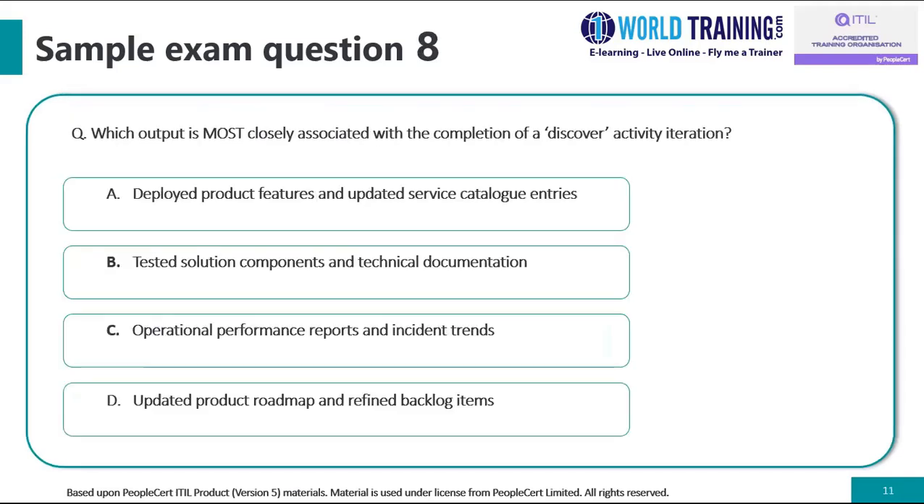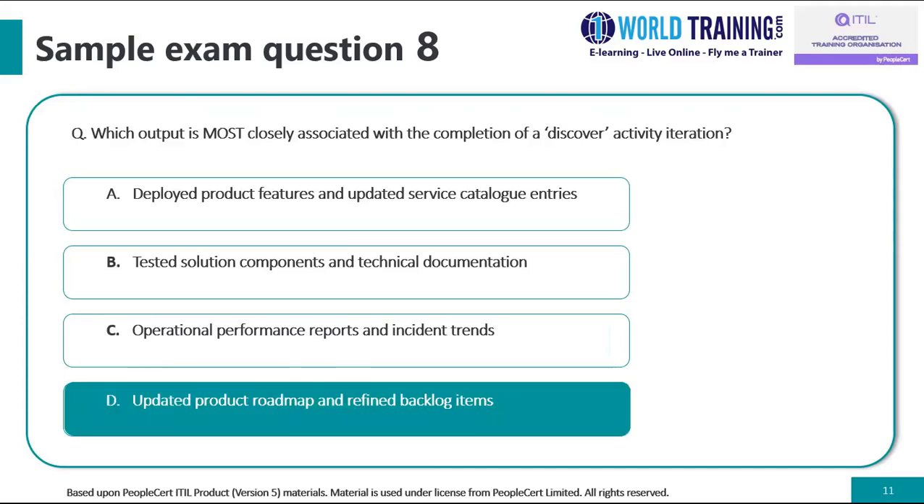Question number 8. Again, a question on discovery activity output. Which output is most closely associated with the completion of a discover activity iteration? Correct answer is D. Updated product roadmap and refined backlog items.